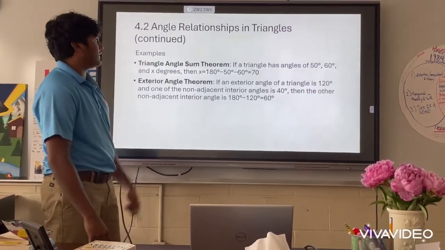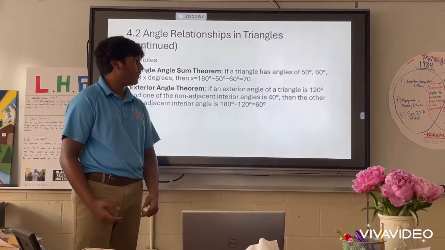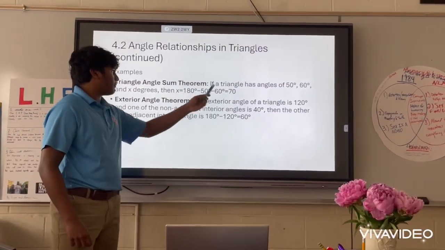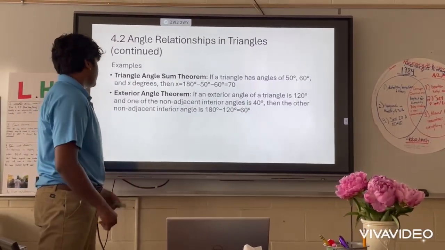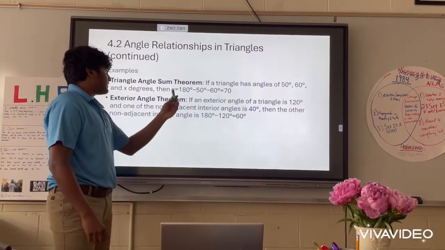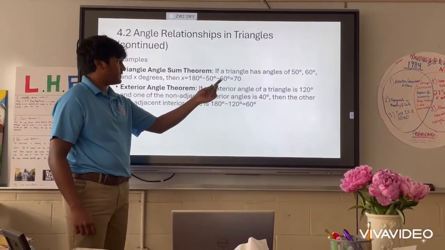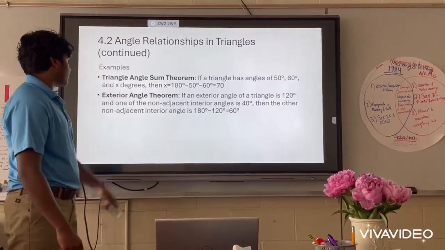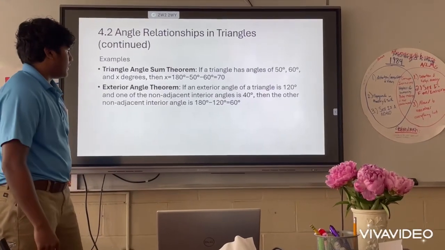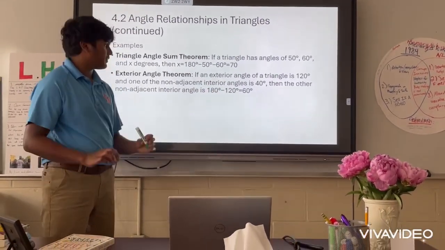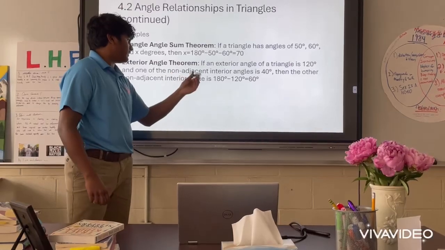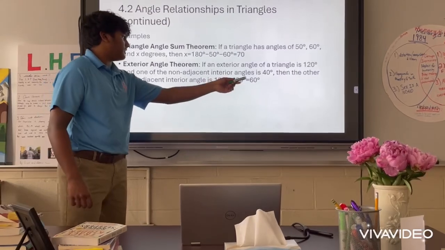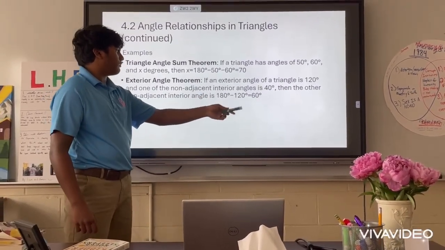4.2 angle relationships in triangles continued. An example with the triangle angle sum theorem: if the triangle has angles of 50, 60, and x degrees, then x equals 180 minus 50 minus 60, which equals 70. So this is how you solve an angle sum theorem. And for the exterior angle theorem, if an exterior angle of a triangle is 120 degrees, and one of the non-adjacent interior angles is 40, then the other non-adjacent interior angle would be 60, because 180 minus 120 is 60.